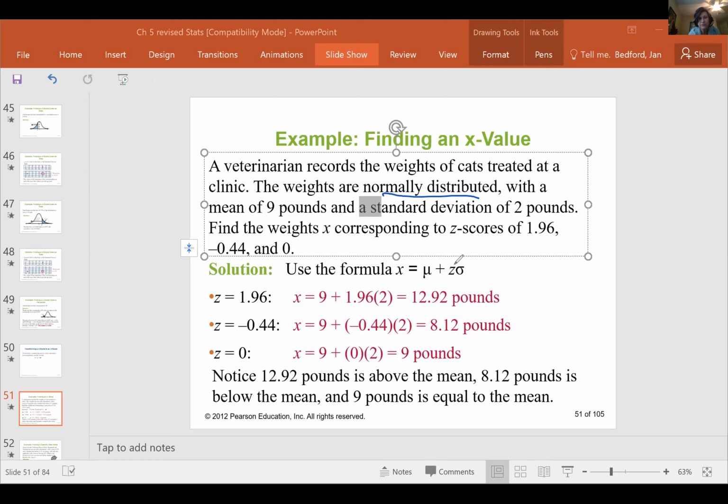So if I use this formula, look what they did here. We're just going to do this the fast way. We're going to plug in 1.96 for the Z score, multiply it by the standard deviation, and then you add that to the mean. That's an almost 13-pound cat. I think that probably is a pretty good size cat. If it had a Z score of negative 0.44, when you plug in, you'd get a cat that's 8.12 pounds. And if the Z score is 0, that means that cat is dead on average, right? It's going to be the mean, 9 pounds. Okay, so that's all you would have to do on that.